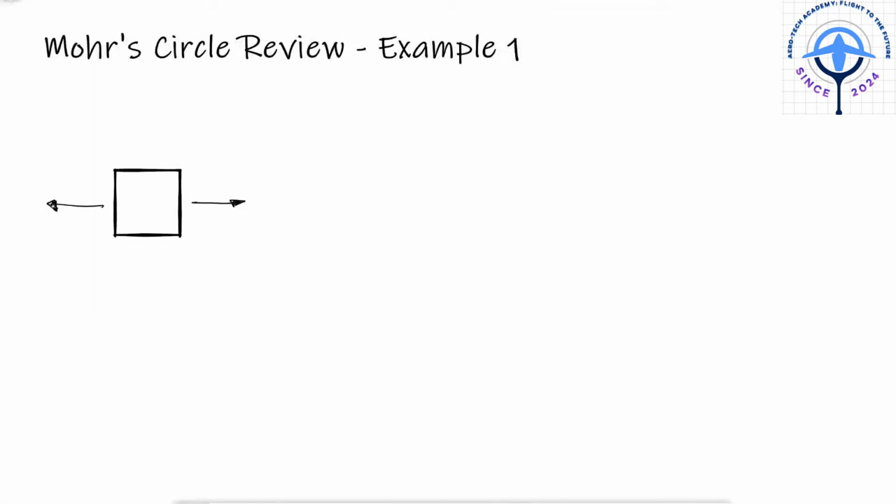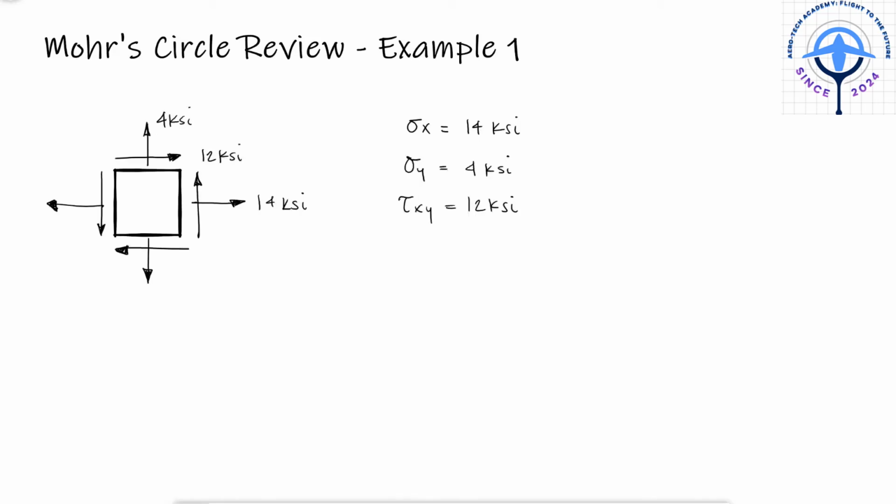For a stress element with 14 ksi for sigma x, 4 ksi for sigma y, and 12 ksi for tau xy, we want to find the principal stresses and the maximum shearing stress. This is the first example for the main video about the Mohr circle review, link below, so make sure you've watched that before you watch this.